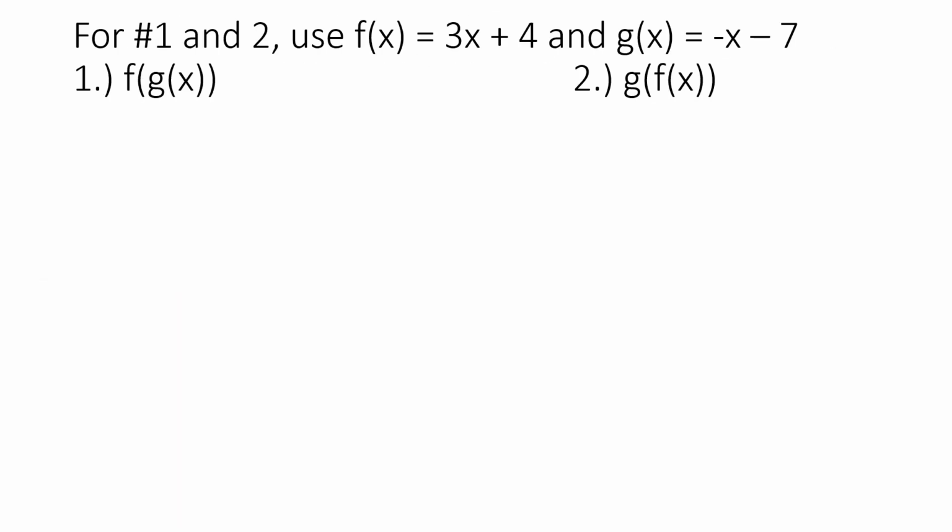this time. So for numbers 1 and 2, you're given two linear equations, f of x equals 3x plus 4 and g of x is equal to negative x minus 7. And we are asked to compose them in both directions. So f of g of x and g of f of x.